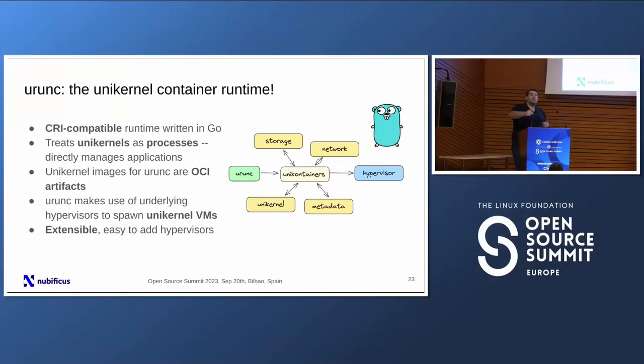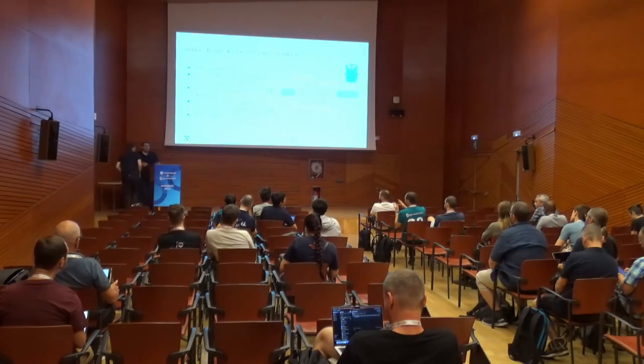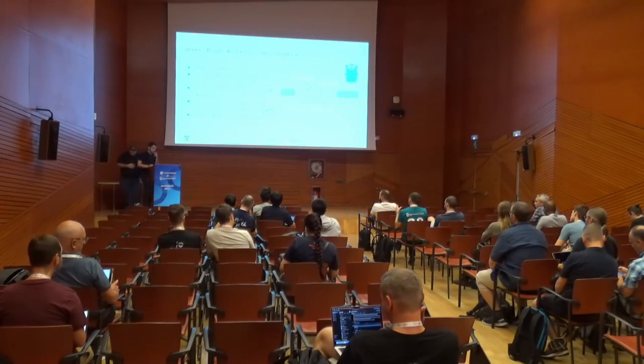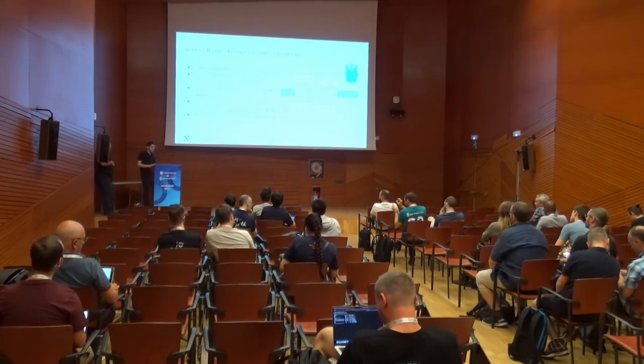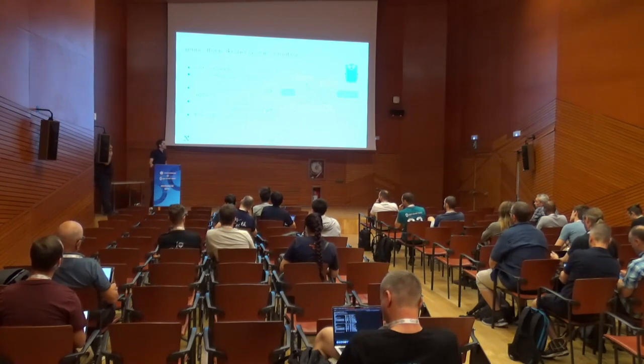So, Yorgo, you want to take this? We are using Firecracker, because it's fast, it's very good compared to QEMU. If I were to integrate it with urunc, is there any sort of major update, or do we just have to add the configuration in the part?